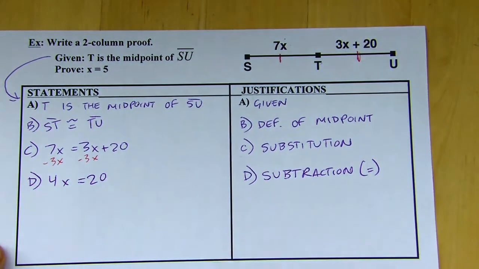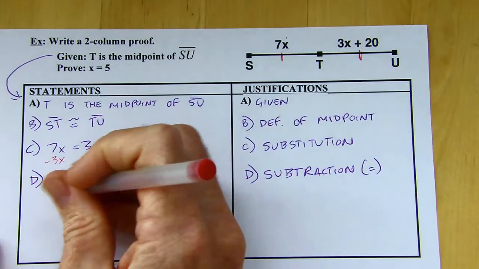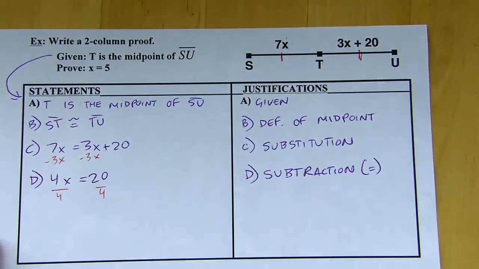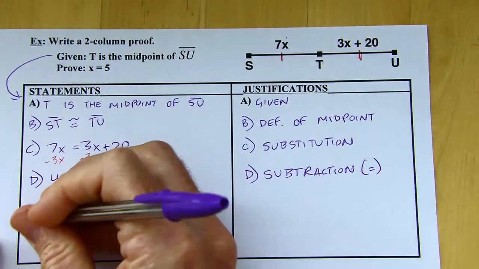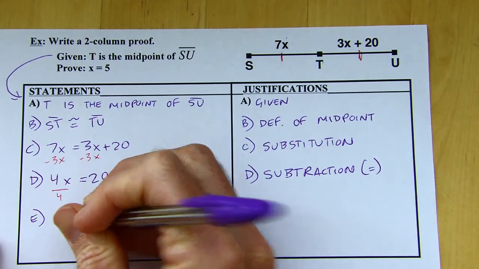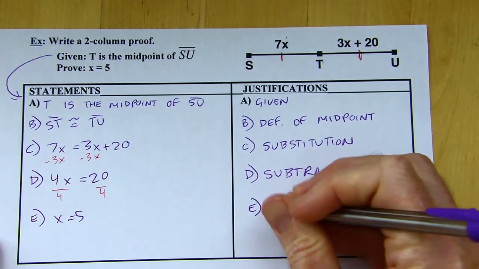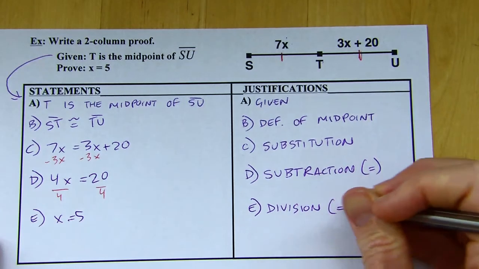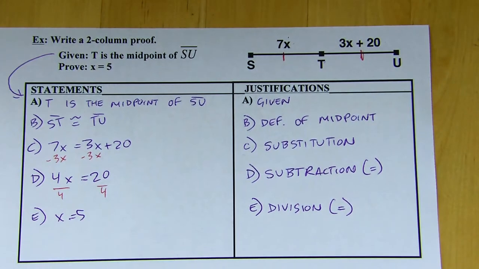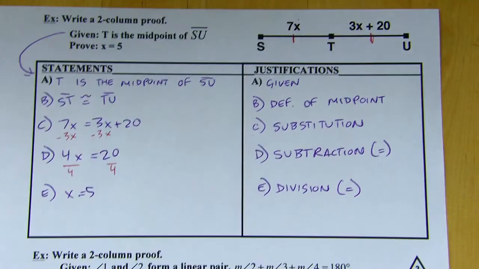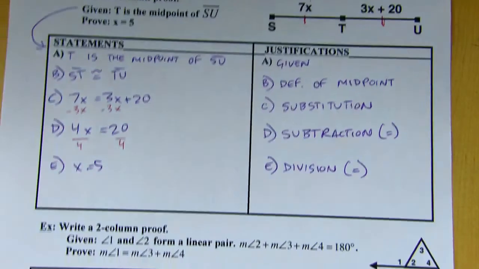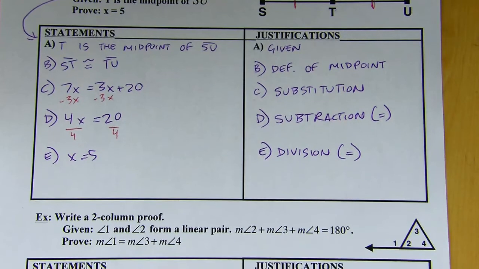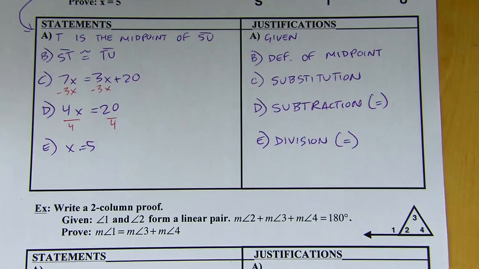Okay. And then next I divide both sides by 4, so this is going to be the division property of equality. Okay, there we go. And all right, last proof. This one has a diagram again.